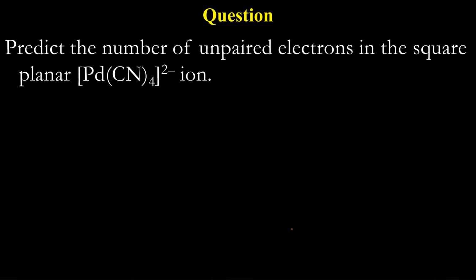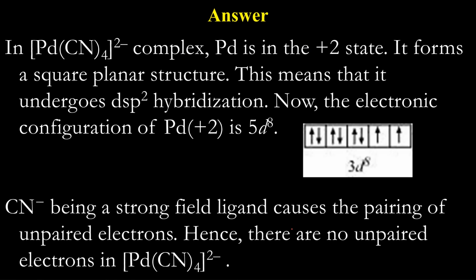Now predict the number of unpaired electrons in the square planar PdCN4 2 minus. Again, very simple question. You will write the configuration of Pd plus 2. It will be of d8 configuration. The d8 configuration will be like this. I'm not going into details. You should memorize these structures.